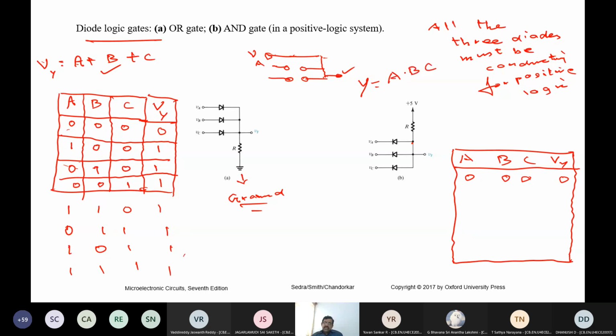It's an AND gate, it will work. Output will be high only when all the 3 diodes are conducting for positive logic, or all the 3 diodes must be non-conducting for negative logic. In either way you can implement it, depending on what your supply is here and how the diodes are biased. Suppose only one is conducting, the output will be 0. So you have to think through that.